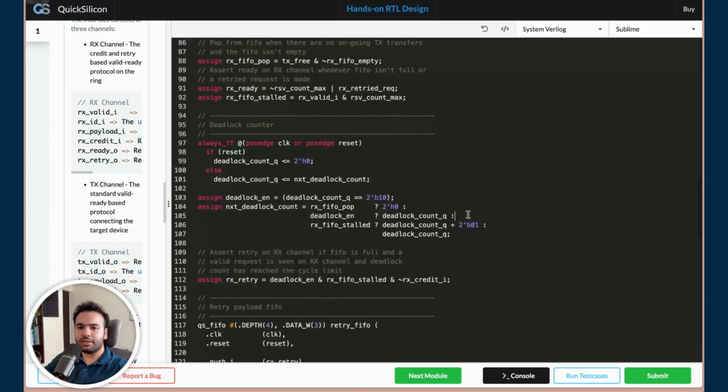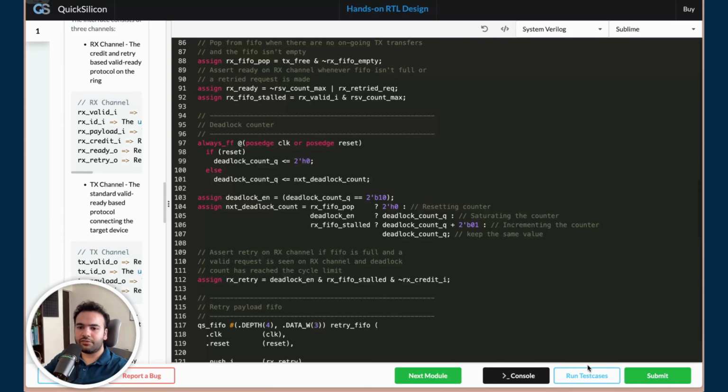So this is basically saturating the counter. This is resetting the counter. This is incrementing the counter. And if none of that happens, then keep the same value.